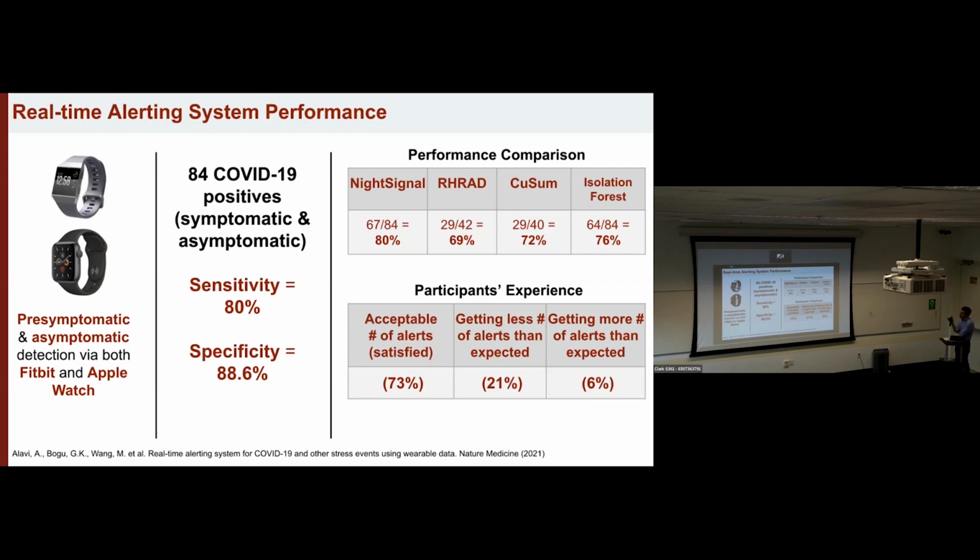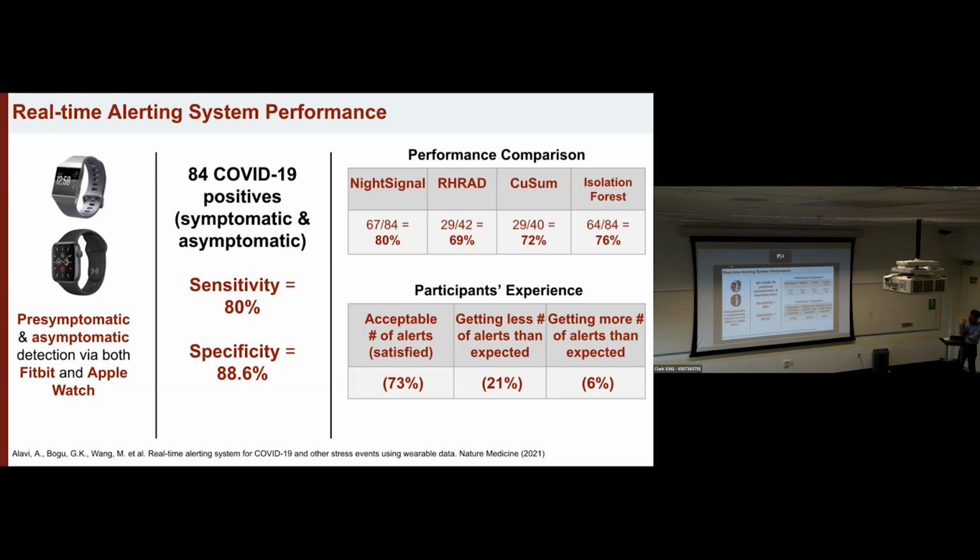And also another good thing was that at the end of the study, we asked the participants about their experience in the study, and 73% of the participants were satisfied with the number of alerts they were getting, and 21% of participants said they were getting fewer alerts than expected. For example, they had a stressful event and expected to see an alert, but there was no alert for that day, and only 6% of participants were getting more alerts than expected.